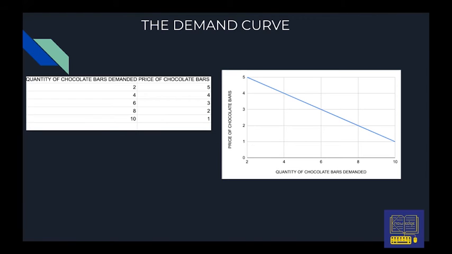As we can see on the right, here is a demand curve. This shows that these two variables are inversely related to one another. So as the quantity of chocolate bars demanded is increasing, the price is reducing.